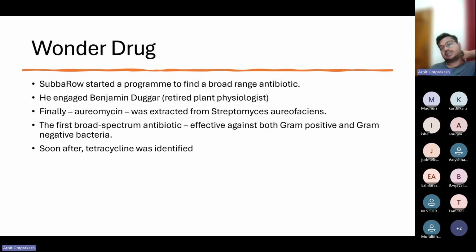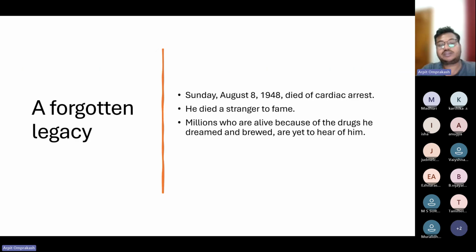Then he started a program to find a broad range antibiotic. He engaged the retired plant physiologist Benjamin Duggar in this. Finally, they were able to extract aureomycin from Streptomyces aureofaciens, a bacterium, which was the first broad spectrum antibiotic, effective against both gram-positive and gram-negative bacteria. Soon after, they identified tetracycline, which is also a broad-range antibiotic.